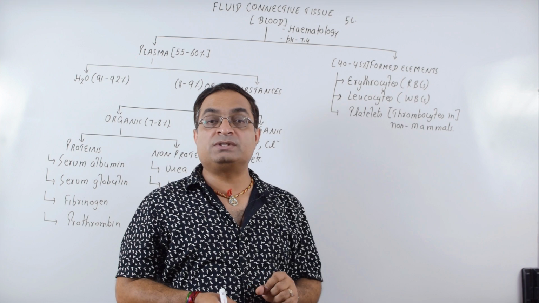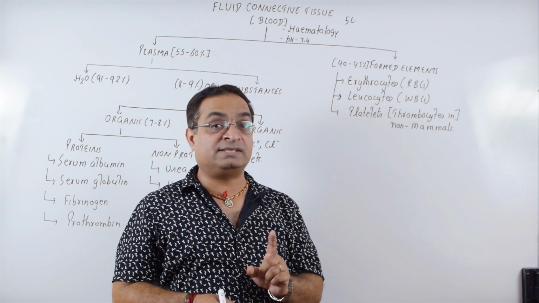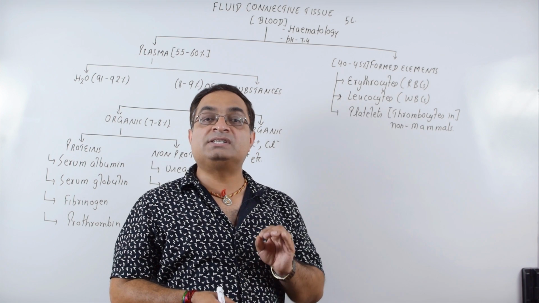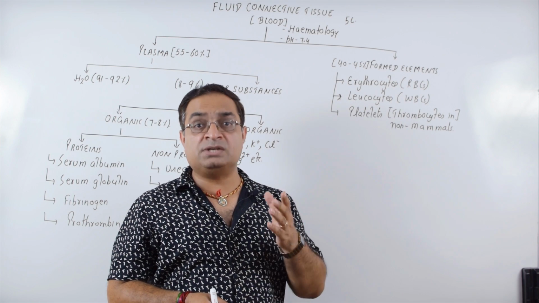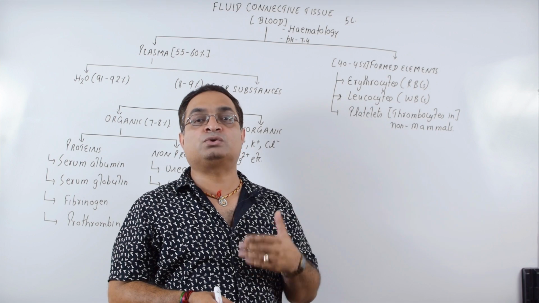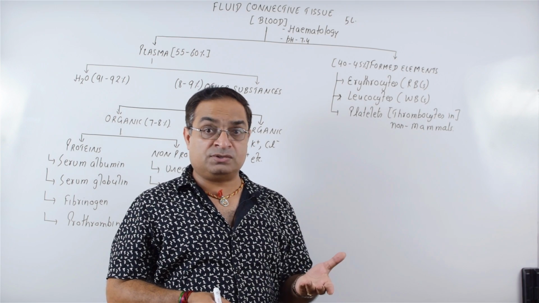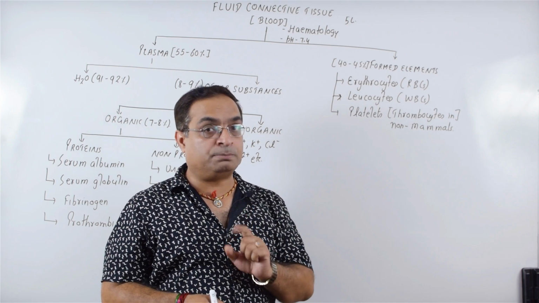Please remember, we use the term corpuscles for RBCs and not cells because RBC doesn't have all the typical features of a cell. For example, nucleus is absent, mitochondria are absent, Golgi, centrioles, these are absent. So we prefer using the term corpuscles.